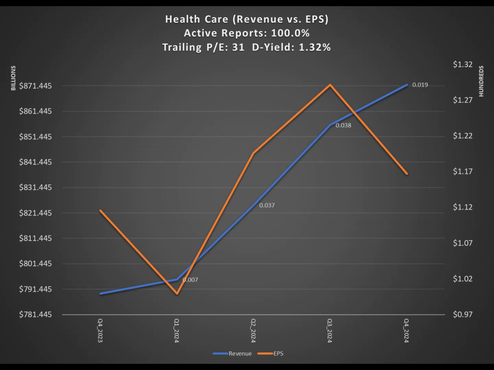Healthcare sub-industries. Healthcare equipment. Biotechnology. Life sciences tools and services. Healthcare supplies. Pharmaceuticals. Healthcare distributors. Managed healthcare. Healthcare services. Healthcare facilities. Healthcare technology.